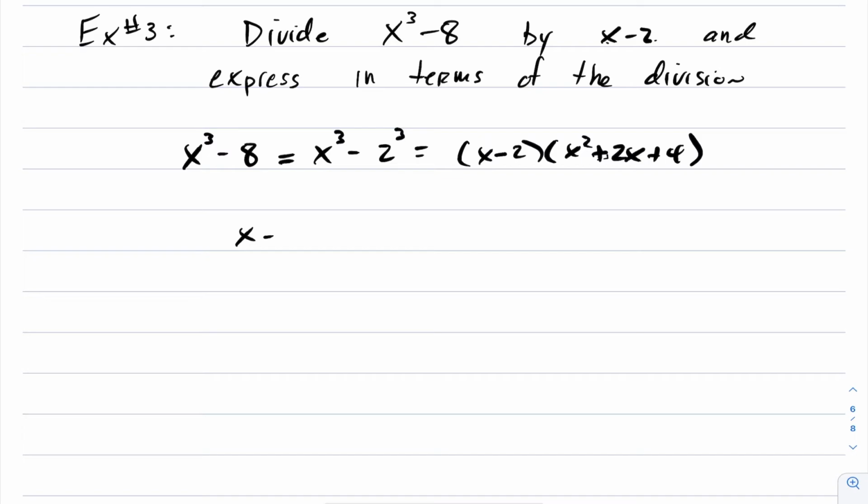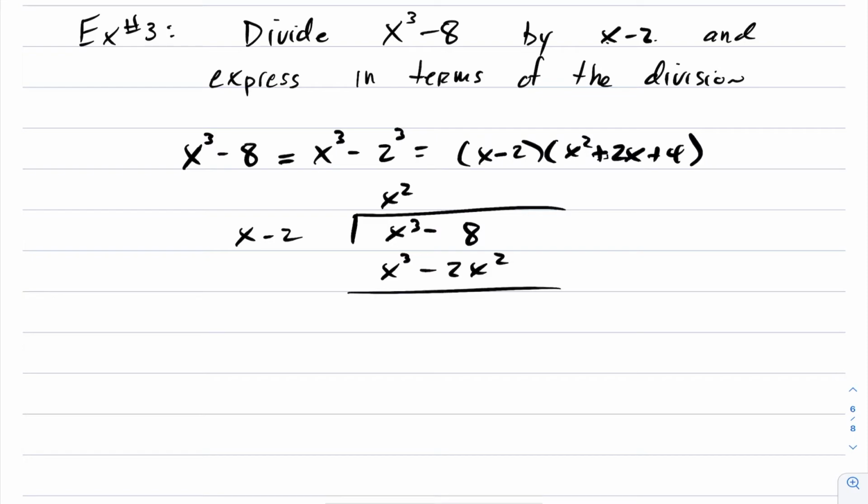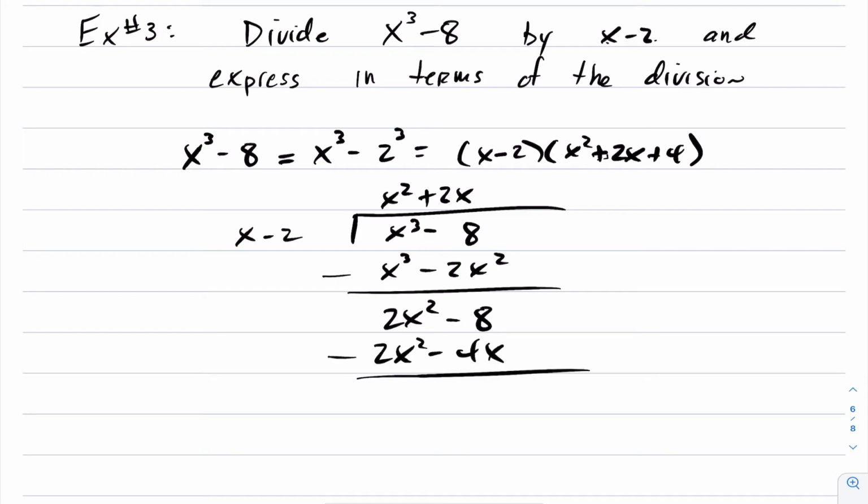So in this case here, we have x minus 2 divided into x cubed minus 8. Well, we're going to put an x squared here. Distributing, we get x cubed minus 2x squared. Subtracting, that gives us 2x squared minus 8. Going to have to put a plus 2x here, in which case we get 2x squared minus 4x. Again, subtracting, this gives us 4x minus 8. And now here we're going to have to put a plus 4, which gives us 4x minus 8. And you'll notice here your remainder is 0.